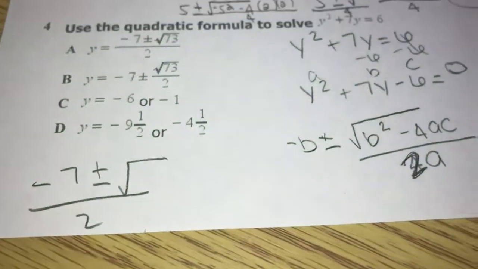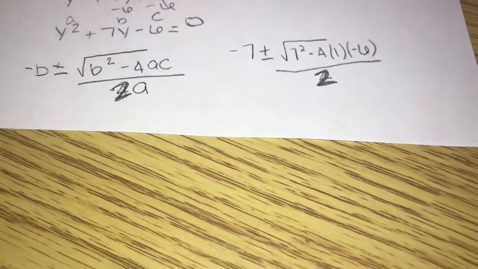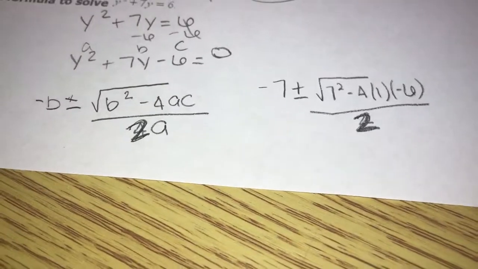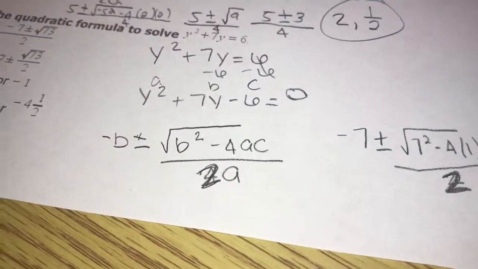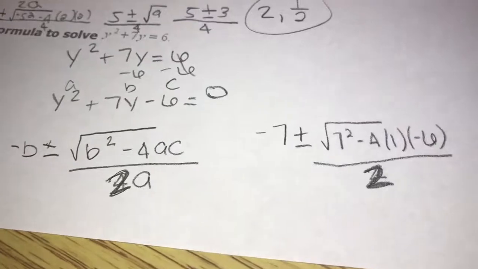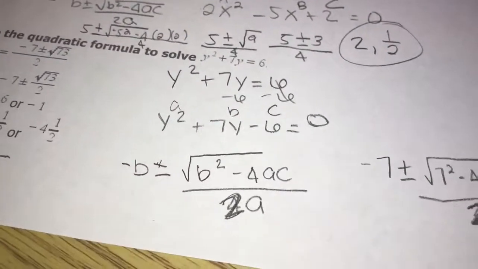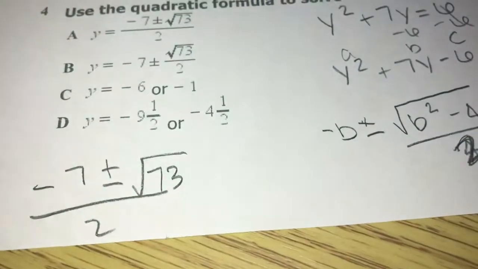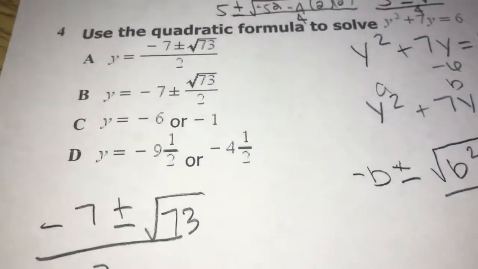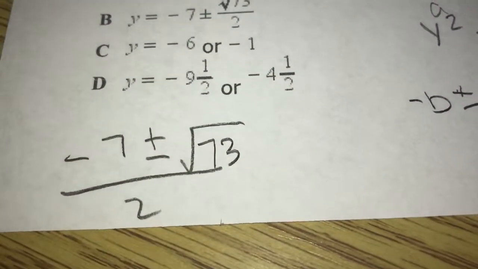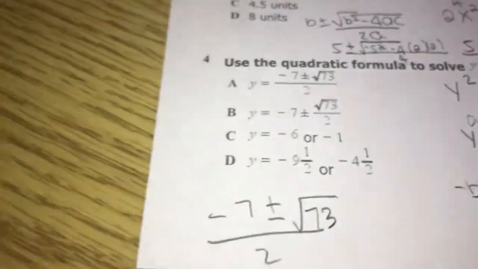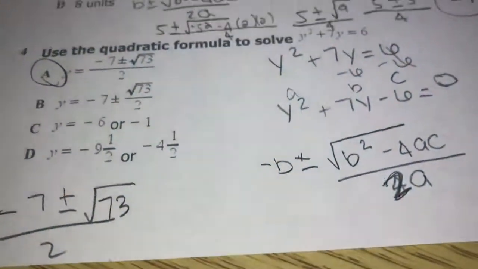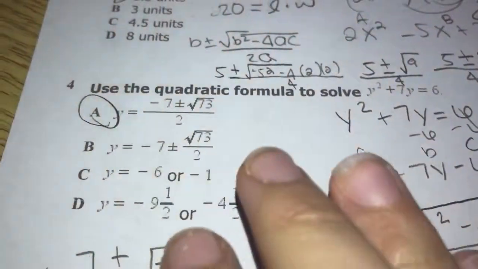Okay, now we're going to leave that blank so we can figure out the rest. So 7 squared is 49. Okay, and then negative 4 times 1 times negative 6 gives us 24. So 49 plus 24 equals 73. And there's no square root of 73, so the answer for this is negative 7 plus or minus the square root of 73 divided by 2, and that gives us A. Y equals negative 7 plus or minus the square root of 73 divided by 2.